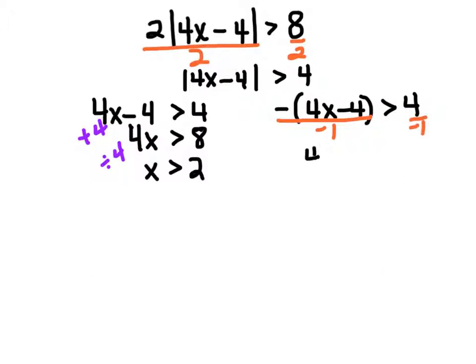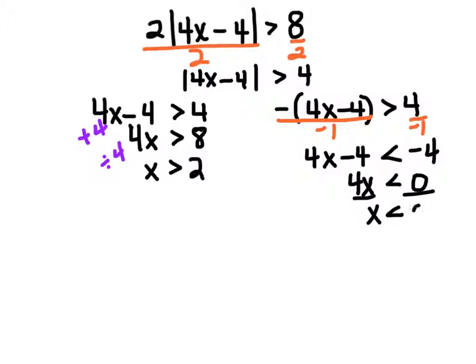I'm going to get 4x minus 4, dividing by a negative flips my inequality, less than -4. I'm going to add 4 here and divide by 4. 0 divided by 4 is 0. So maybe you had to put add 4 right here, divide by 4 here. Now let's put it on a number line.